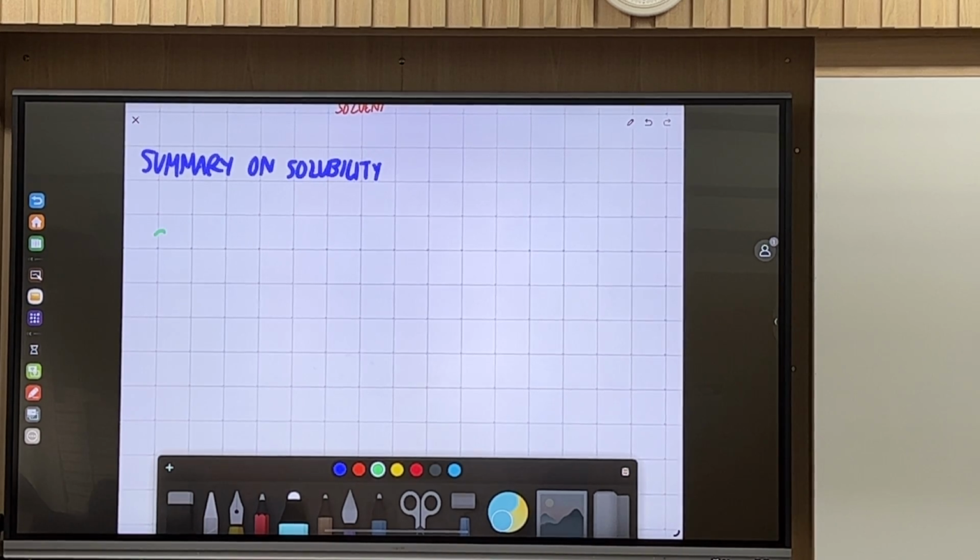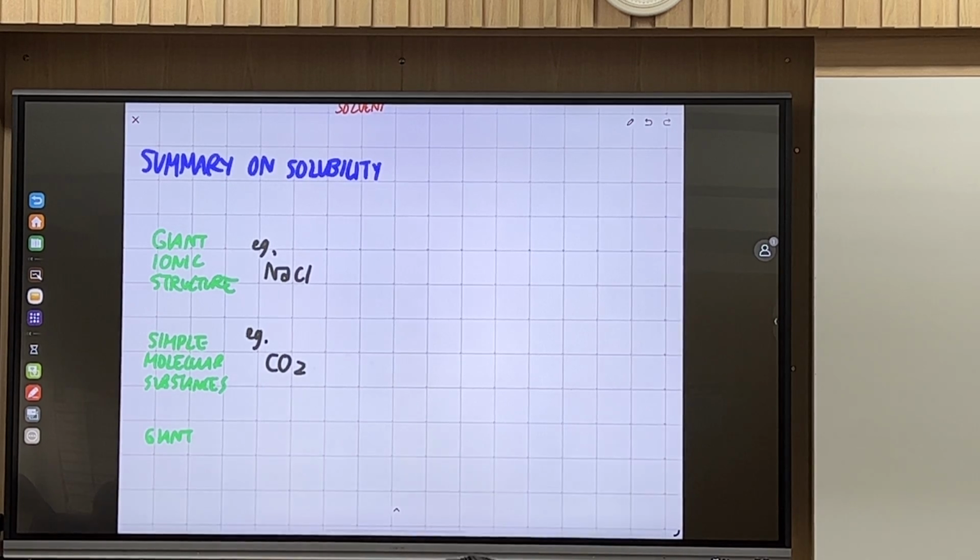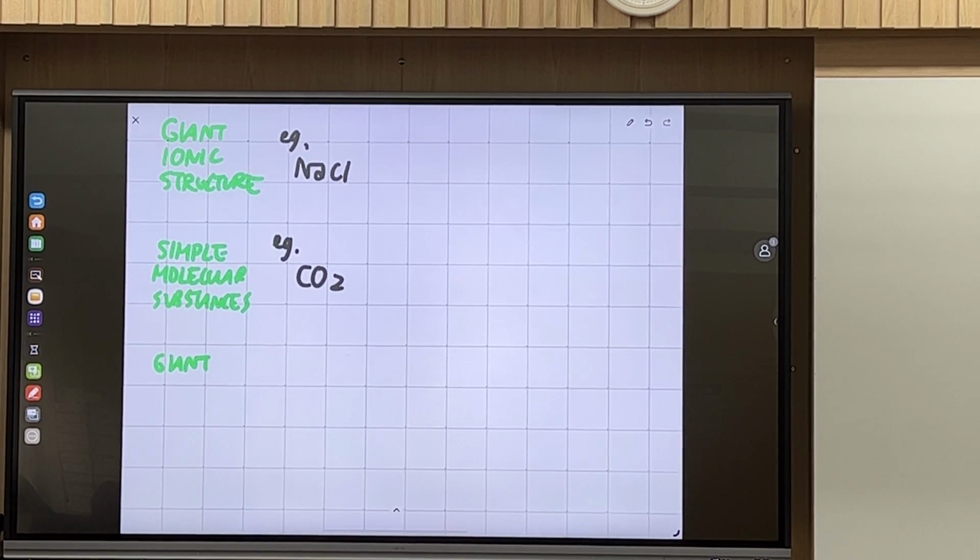So let's do a short review. Giant ionic structure, we have an example like NaCl. Then we have carbon dioxide, a representative member of simple molecular substances. And finally, we have giant covalent structure with diamond being a representative substance.